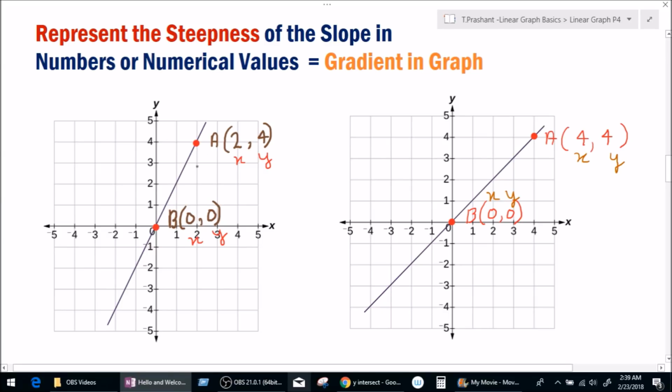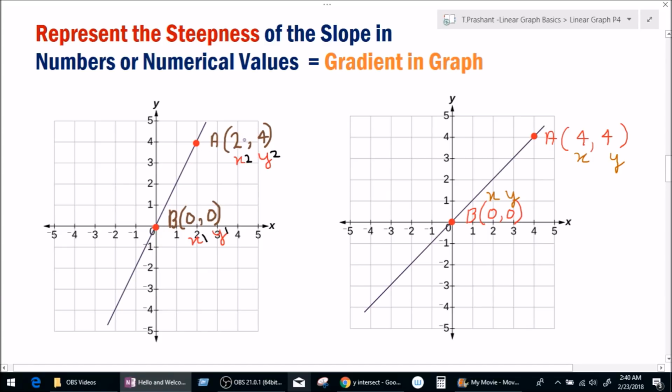Since we know that gradient equals change in y divided by change in x, we need two values of y and two values of x. At both coordinates we have a value of x and y, which concludes as two values of x and two values of y. So let me write this as y2, and this as y1. This is x2 and this is x1.